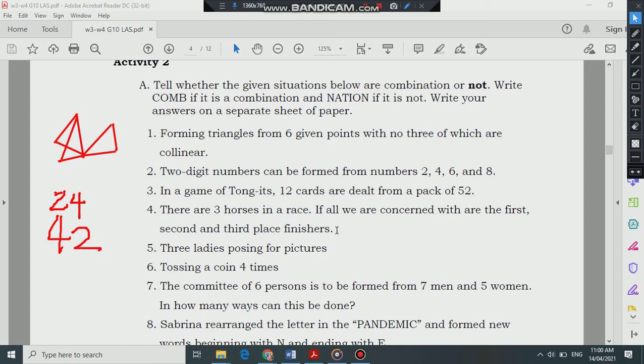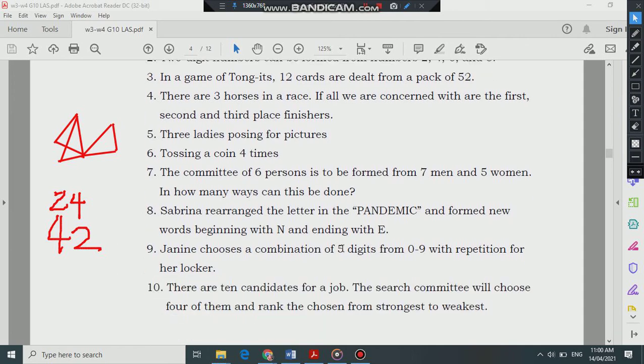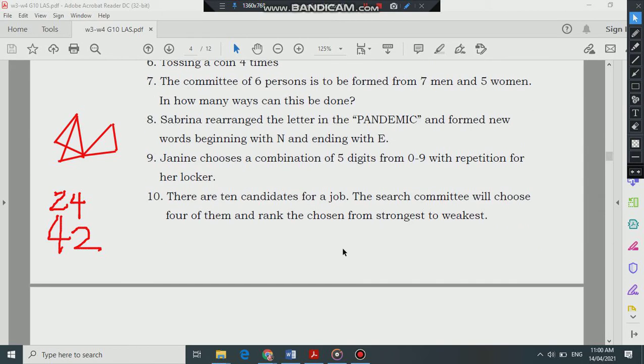Number 5, 3 ladies posing for pictures. So, do you think order is important? Yes. When we have our picture taken, we arrange who is at the top, who is in the middle, and who is at the side. So, this one is not a combination. The rest of the items are for you to understand and to try to differentiate which one is a combination and which one is not.